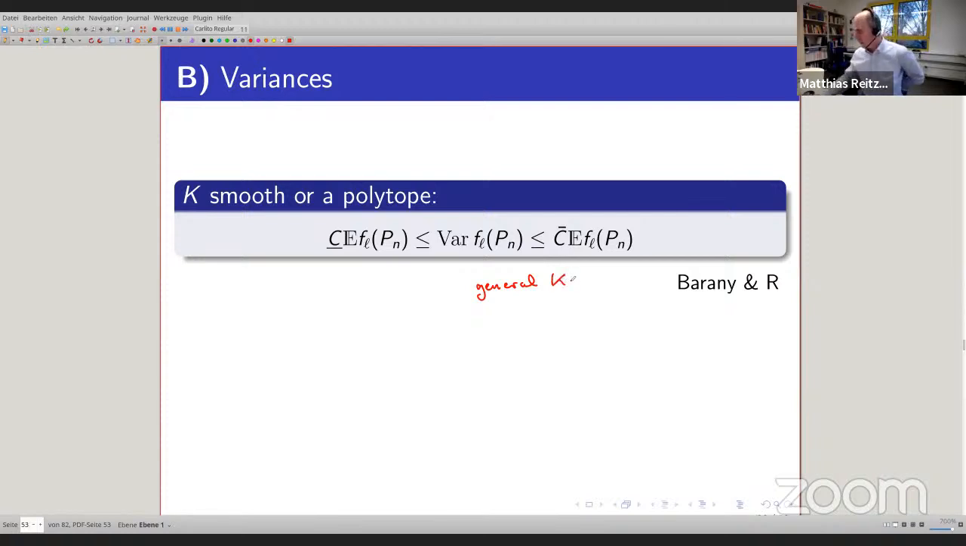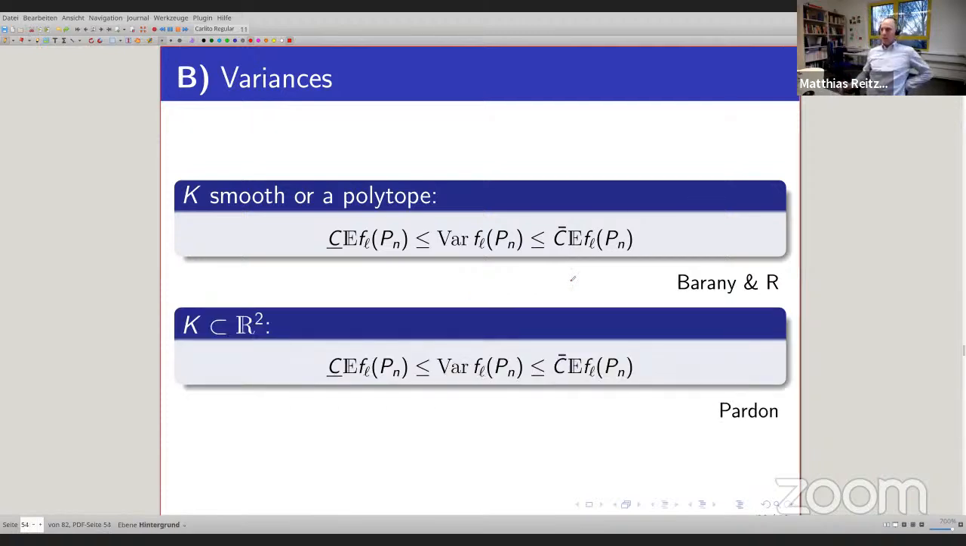And this is an open question. Apart from dimension 2. In dimension 2, Pardon could prove, say, 10, 15 years ago, that in the planar case, this always holds. And there was a very nice compactness trick to prove this in the planar case, and this trick does not work in dimension 3 or higher. So that general case here is still open. But at least for the smooth case, for the polytopic case, we know the order of the variance.